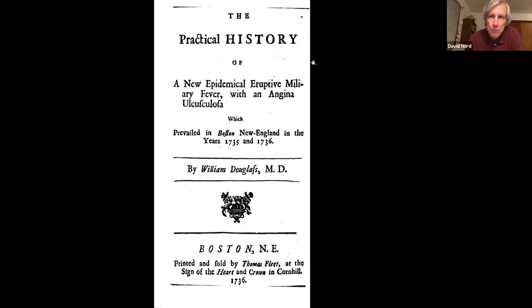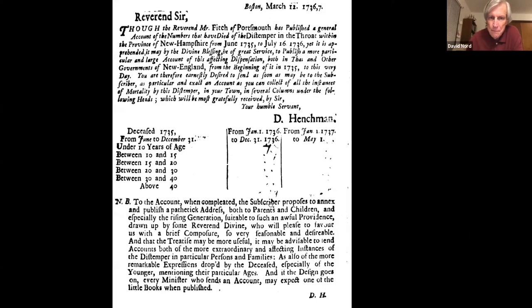So this is, what you're seeing here is the cover page of William Douglas's book. It's called A Practical History, but I am sharing the screen. I see it now. Let me go back.